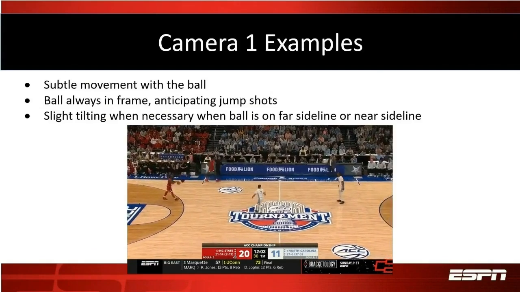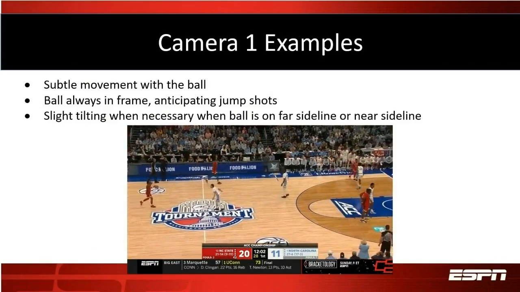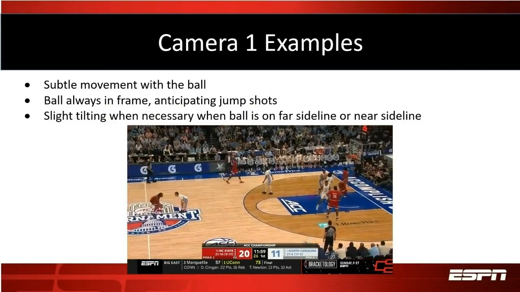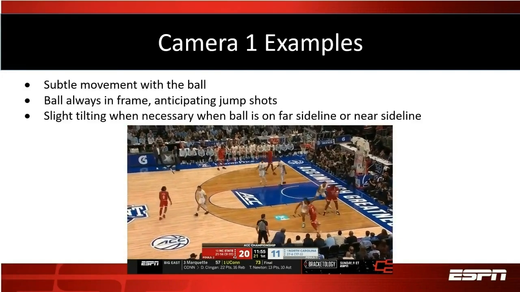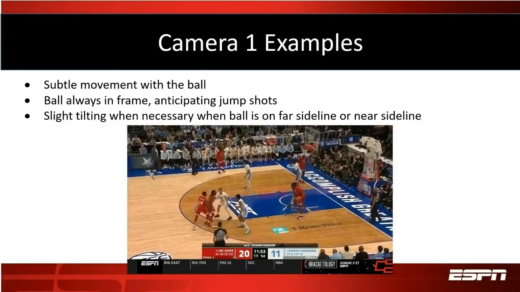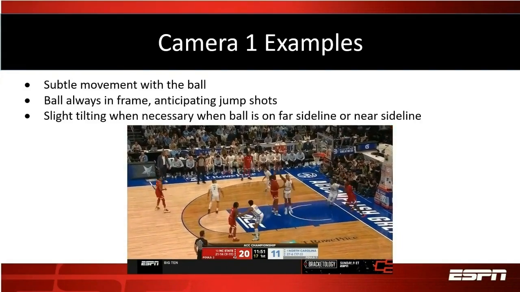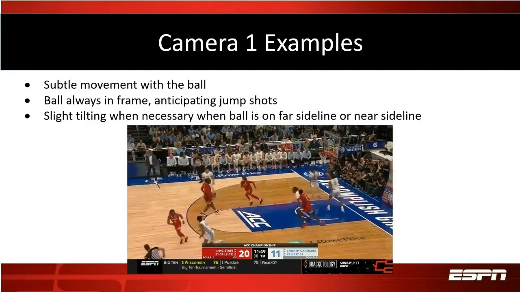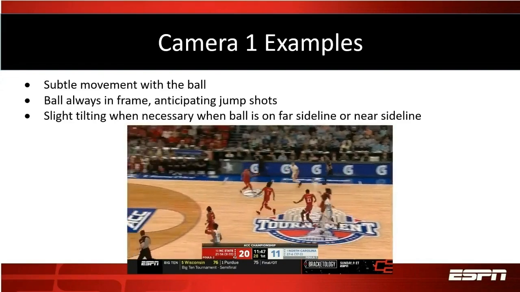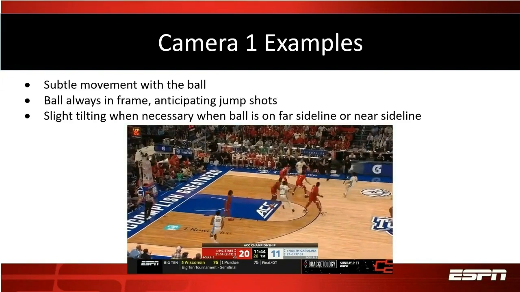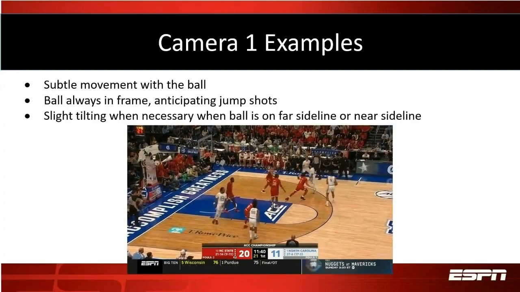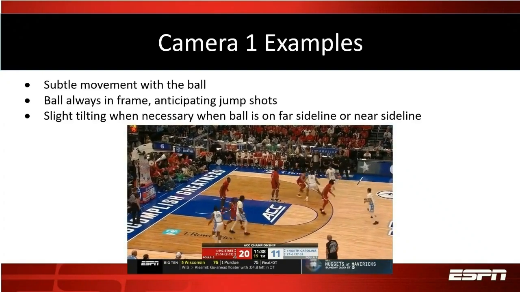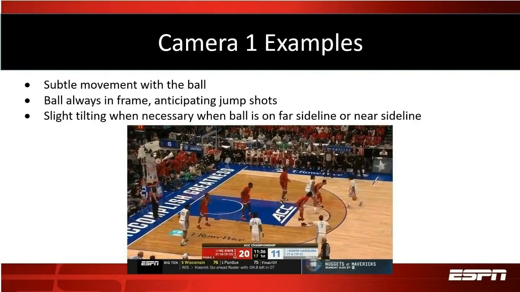This is again from that ACC men's championship game last year. What we're looking out for is subtle movement with the ball. The ball always is in their frame and they're anticipating jump shots. So they cross half court, they get the ball to number 14 who is on the near side of their frame. So they tilt down with it to make sure they're not cutting off. They get it to the big fella, he gets into the paint, and it's a slow push in as he gets closer to the basket. And then as soon as the shot goes up and it's missed, they zoom back out a little bit and they're ready to bring the ball up the floor the other way.